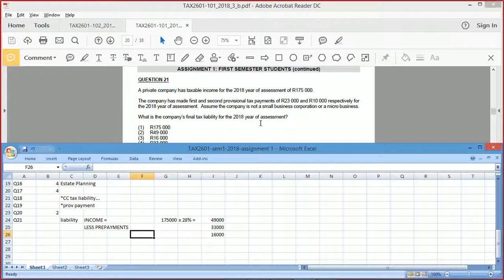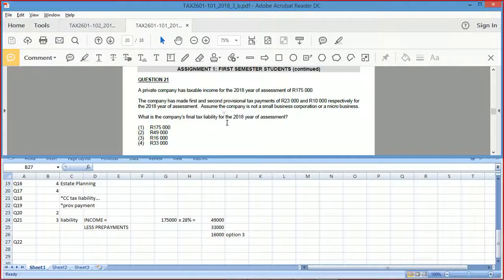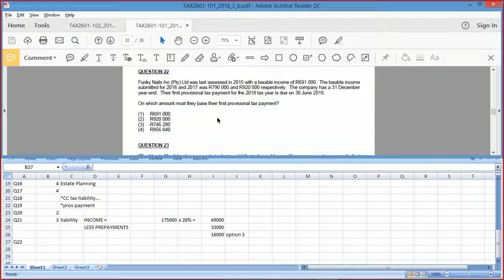Tax liability of 16, option 3. Okay, yeah, that one was actually simple. It was looking at what we spoke about earlier, which was that tax liability calculation. All we had to do was apply the tax rate for a company, which you already told me earlier tonight. You said that was 28%, so that's perfect. That didn't change, even with the budget that we just had not so long ago.